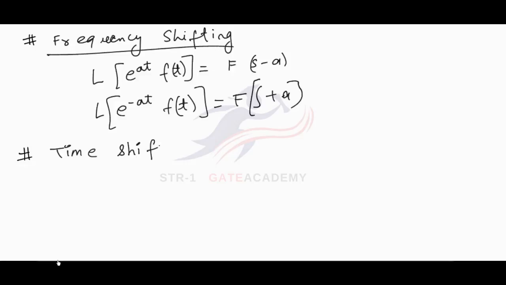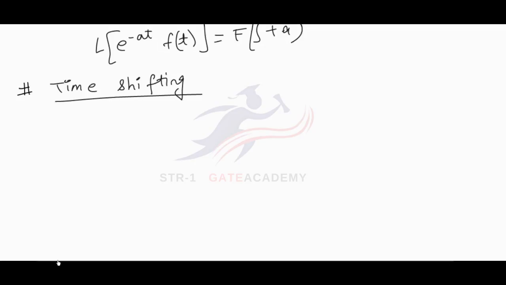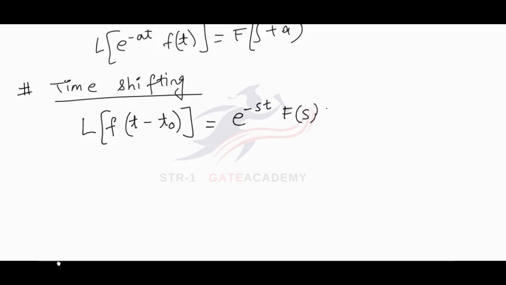Just remember these as results. Don't get into the nitty-gritties of how they come; you will study that in your respective subject. Sometimes you may encounter t minus t naught. This is shifting in the time domain. In the frequency domain it will become e raised to minus s t naught times F of s, because the formulas are just the opposite. This is called time shifting. If you shift the time, you will have a factor of e raised to minus s t naught.